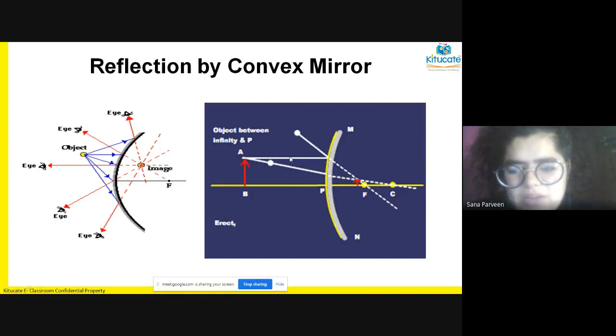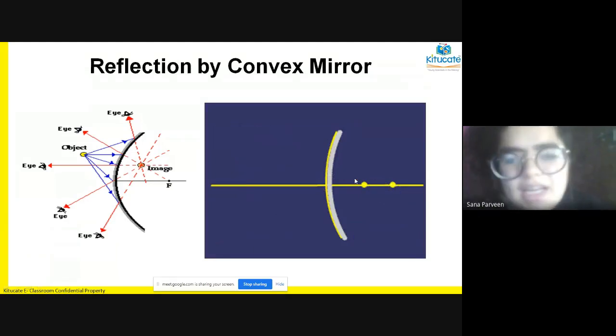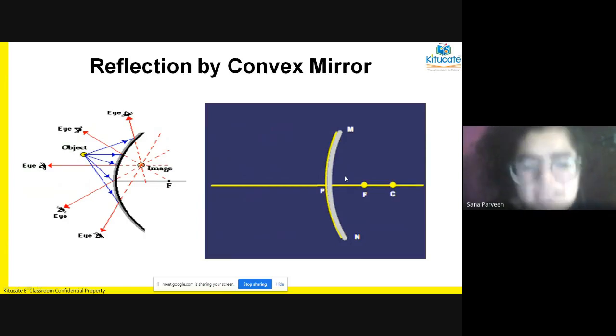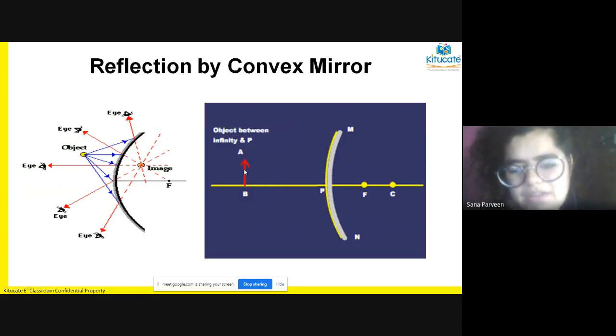They're not going to meet. They're going to meet virtually when you extend it backwards. Okay. They're not meeting in real. We are thinking as if they're meeting at a certain point. Okay. Again, we will see the object is placed. One light ray moves and the other light ray moves and they're not meeting.